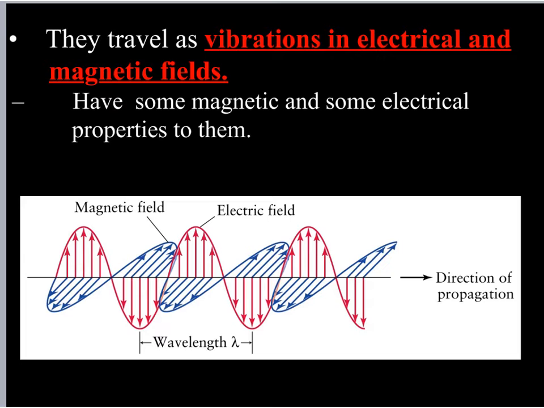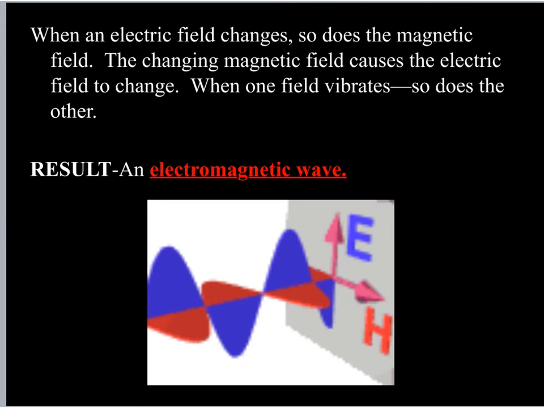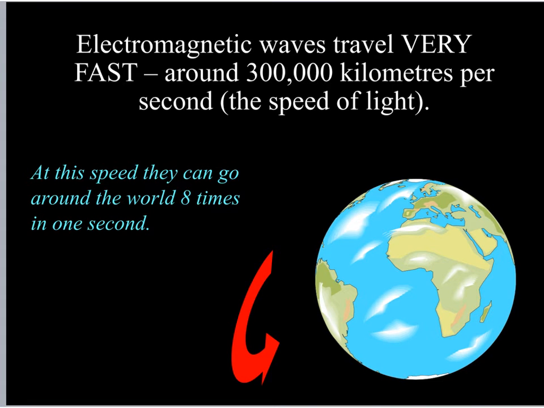Waves travel through electrical and magnetic fields. Your magnetic wave is always going to be at a right angle, perpendicular to your electric wave. Electrical fields and magnetic fields are tied together. If you change one, you change the other. Electromagnetic waves travel fast, the speed of light, which we call c. Light travels faster than anything else in our universe. Nothing can go faster than the speed of light.